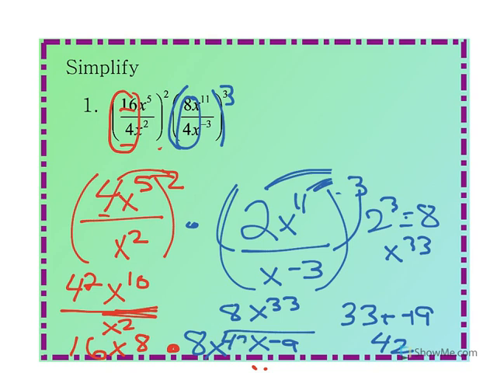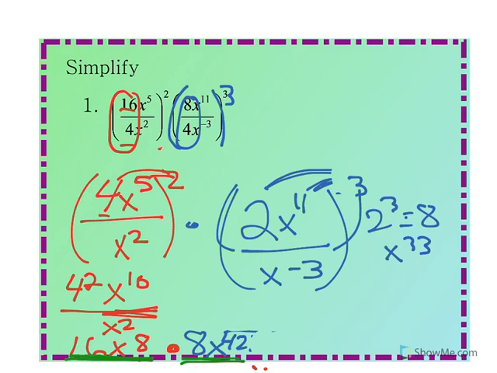So we have 8x to the 42nd power. Now, we're almost done. I'm just going to move so I have some room to write here. We have 16x to the 8th times 8x to the 42nd. Let's move some of this out of our way. So if we go ahead and multiply, 16 times 8 is 128. X to the, now we're going to add our exponents, 8 plus 42 is 50.